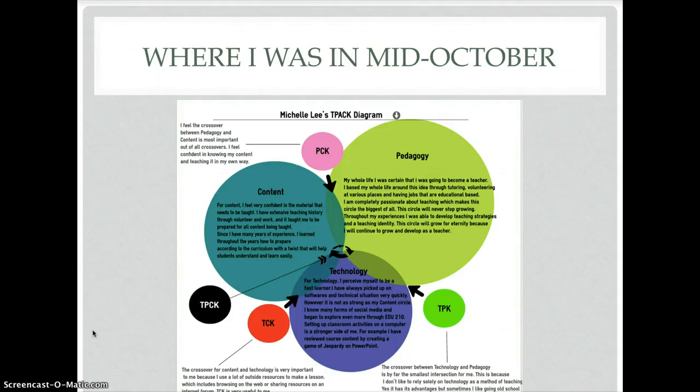The second biggest thing was content. Because of my experience as a teacher, I know how to prepare a lesson, but there's still a lot of things that I need to learn, and I'm still continuing to grow in that aspect.